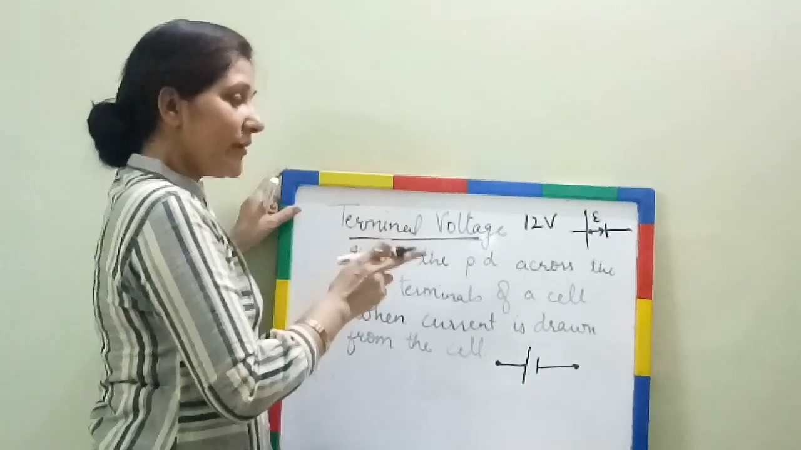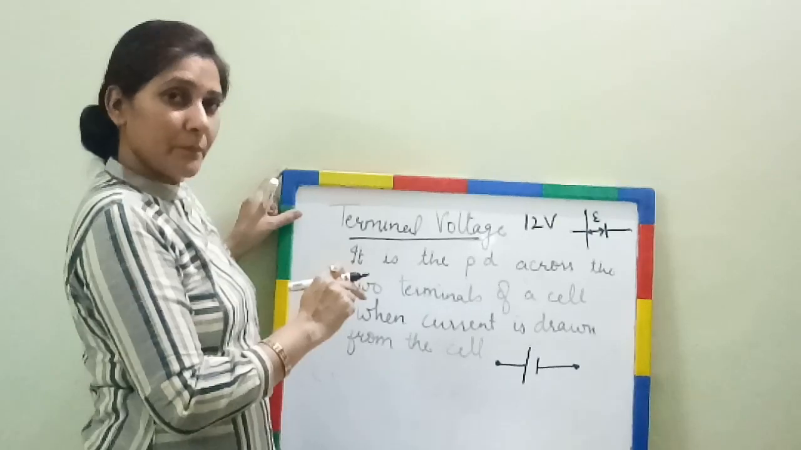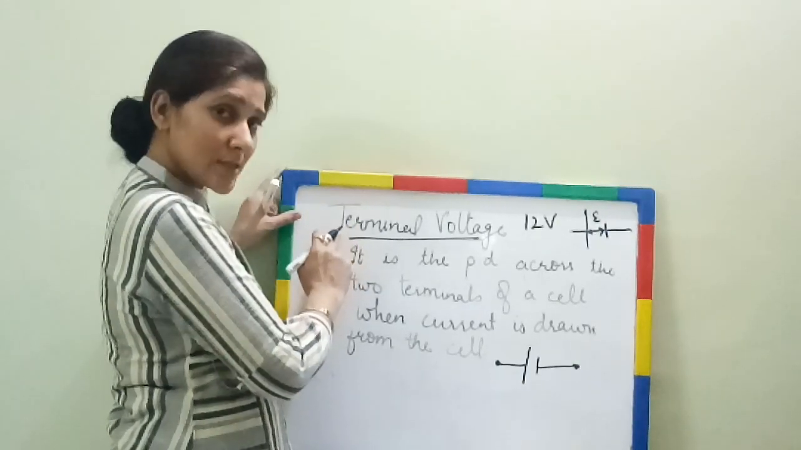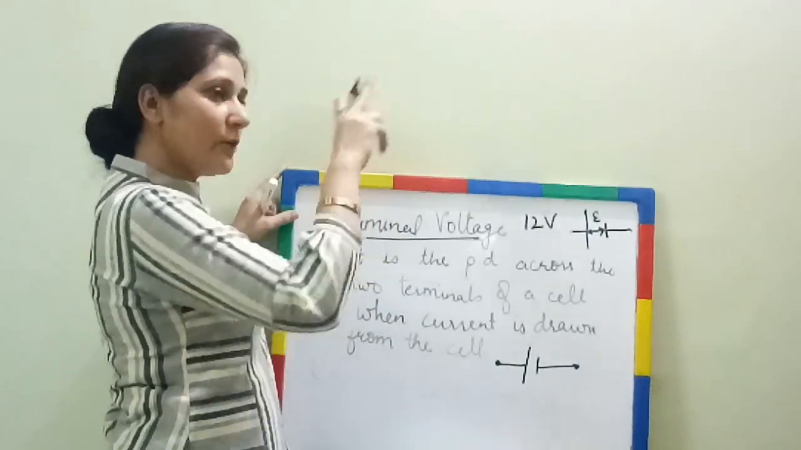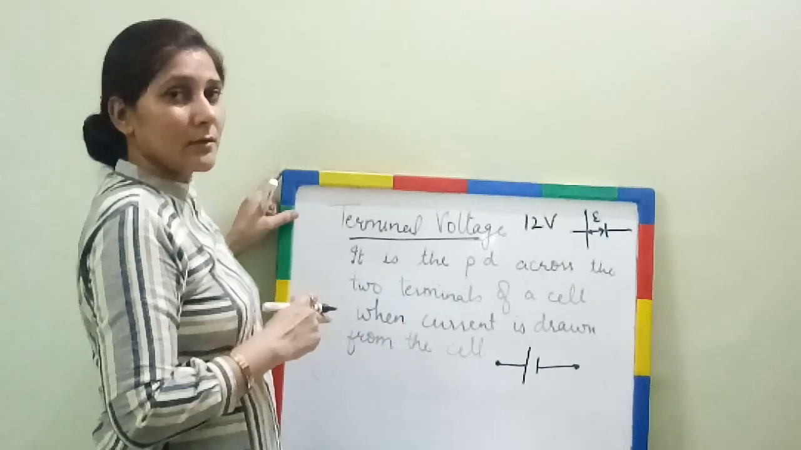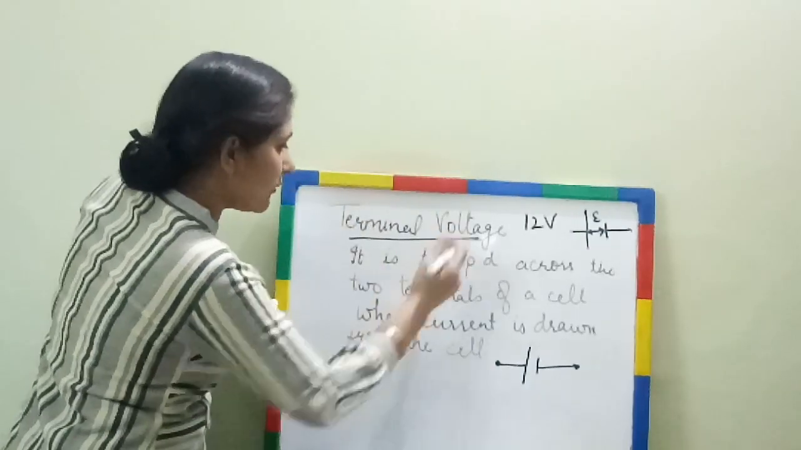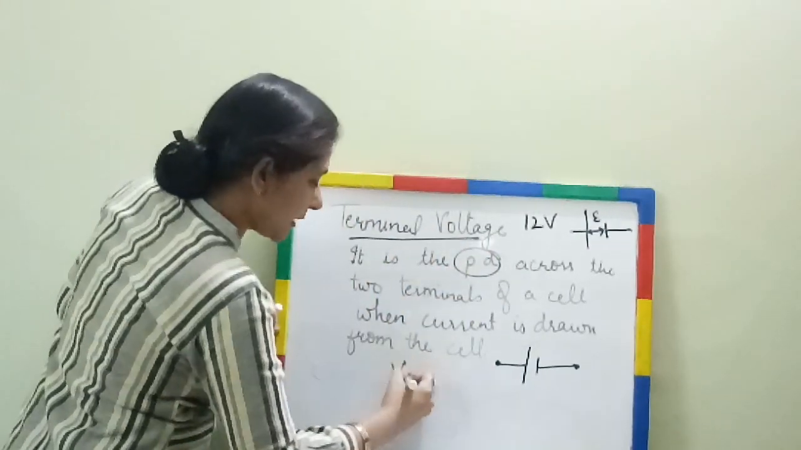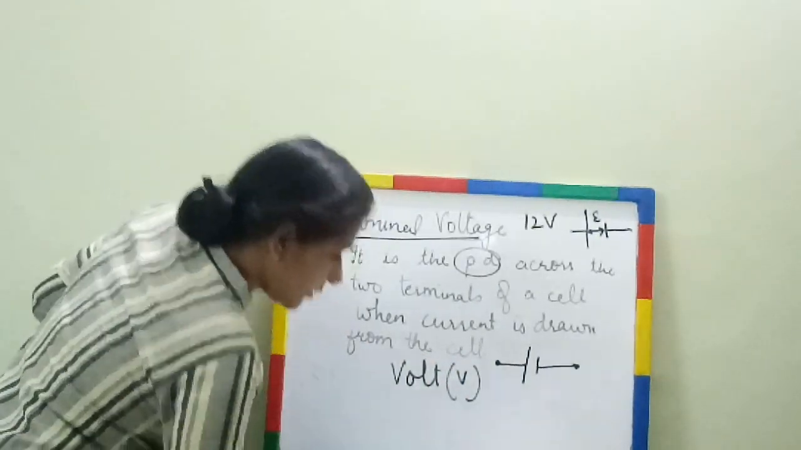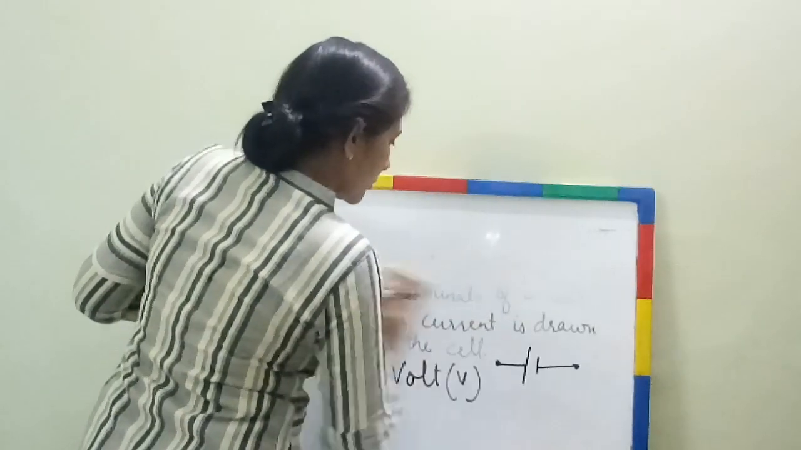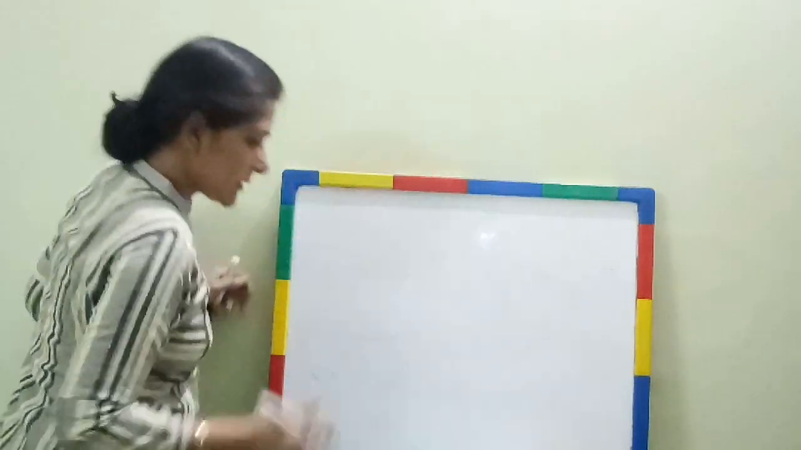Means when we are talking about EMF, that works in the internal circuit only. When we are talking about terminal voltage, the cell is working, the current flowing in the external circuit as well as in internal circuit, right? So again, this terminal voltage is a potential difference, so the unit is volt, represented by capital V. Now I'm going to discuss a simple circuit with you so that you can understand these terms in a better way. Only a smaller discussion of that.